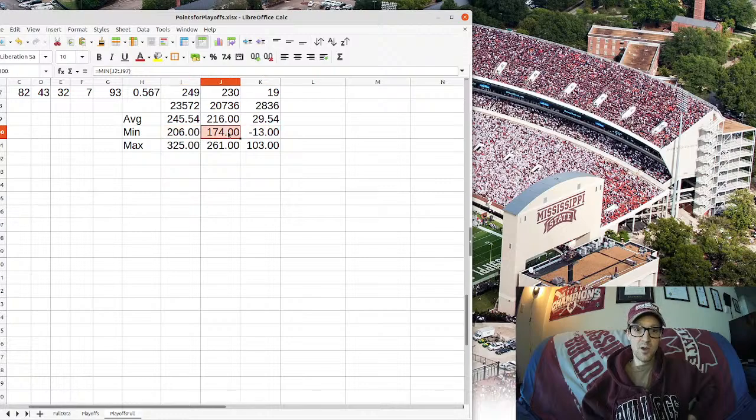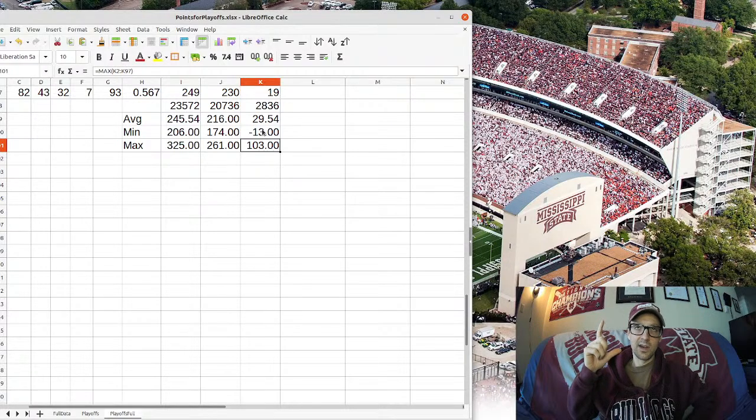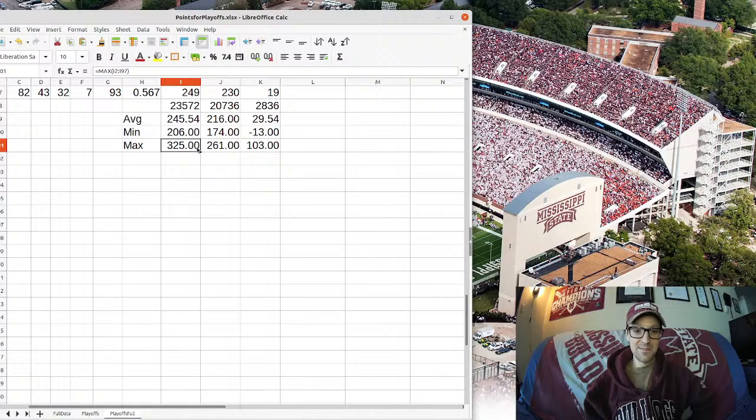Minimum goals against, so that would have been the best goals against of all the teams for 6 years, was 174. Why is that differential negative? Oh yeah, because that's the differential of all the teams. Like I said previously, when I was collecting all the data while organizing, a team made the playoffs with a negative differential of 13, which is pretty lucky for them that they still managed to sneak in. And then the max goals for was 325.